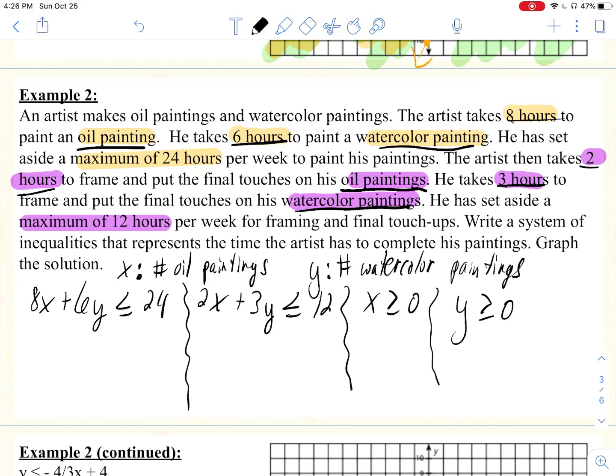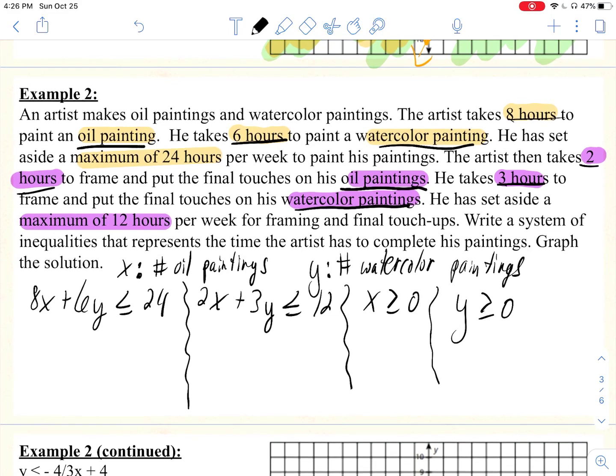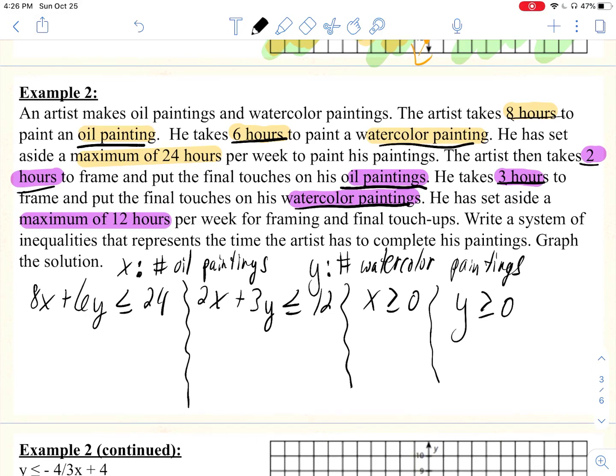All right, and I've divided them up using a line in between each just because we're going to have to get these first two into slope-intercept form. So that means we're going to have to solve each of these at the beginning for y. Let's start with our first one. 8x plus 6y is less than or equal to 24. Now again, the reason we want to get these into slope-intercept form is because that's going to help us when we graph them in our next part of this example.